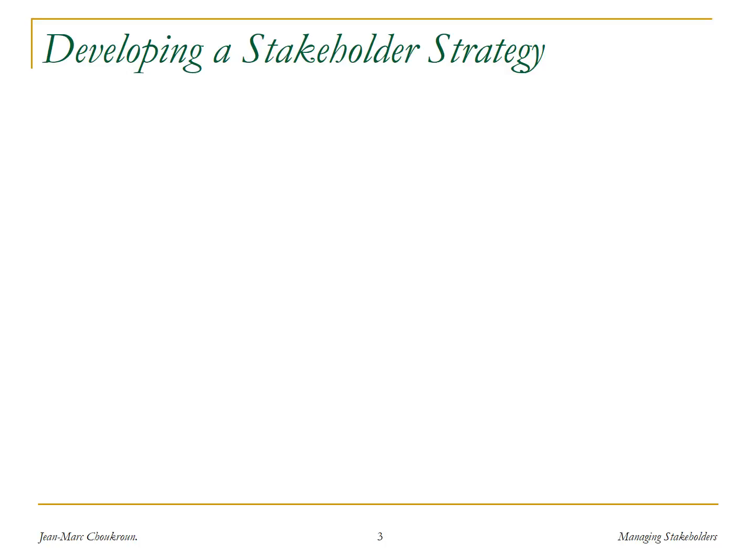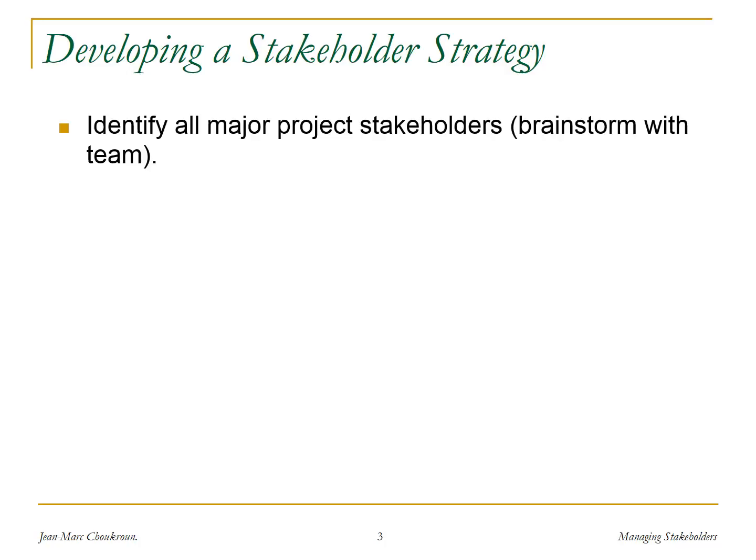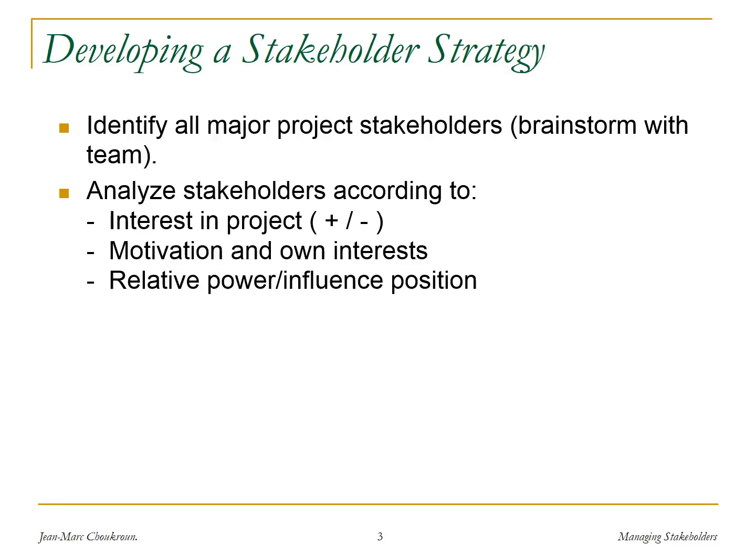So how do we develop a stakeholder strategy? Step 1, we identify all the major project stakeholders, and that's a good team building exercise where you can brainstorm with the whole team. When you do that identification step, start with a long list. Get everyone you can think of, and then you will pare it down as you go.